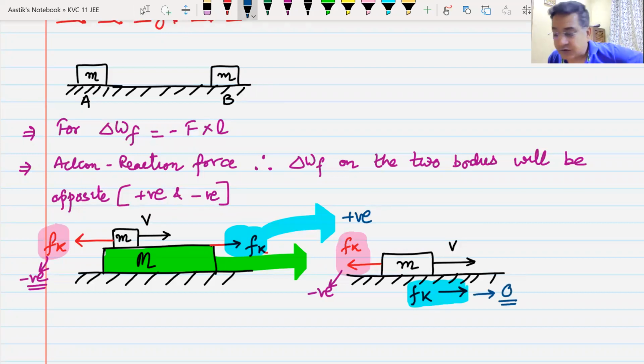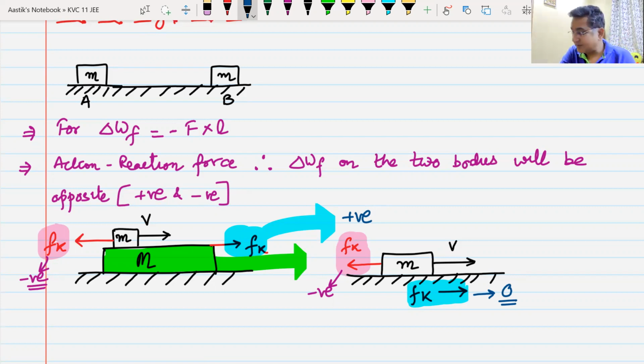Remember, whenever we're talking about work done by friction, you have to be careful. First of all, you don't have to use displacement, because if I move it from A to B and B to A, work done by friction is definitely not zero. Then if there are two bodies, work done by friction on one body may be negative, on the other body may be positive, and it can also be zero, as in this case. Do we understand this? So friction is a special thing. You must understand the work done by friction.